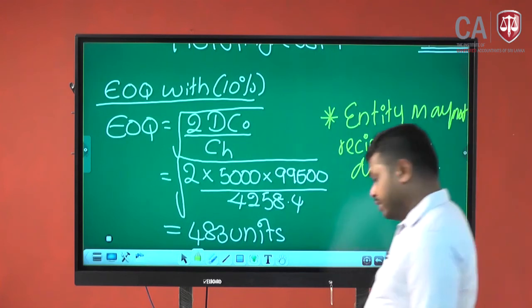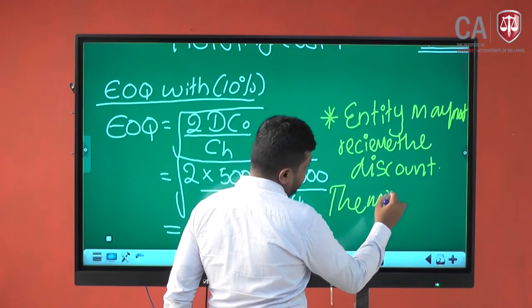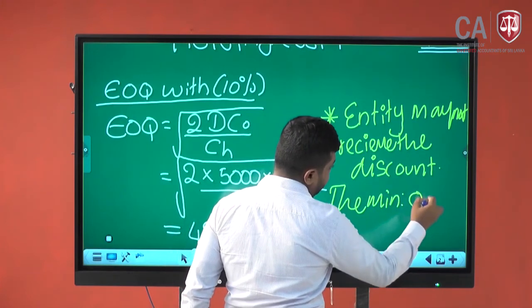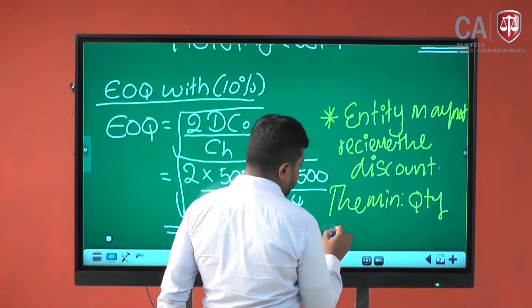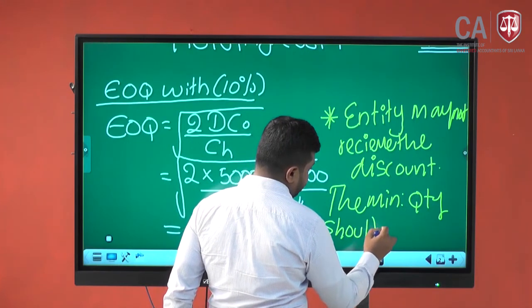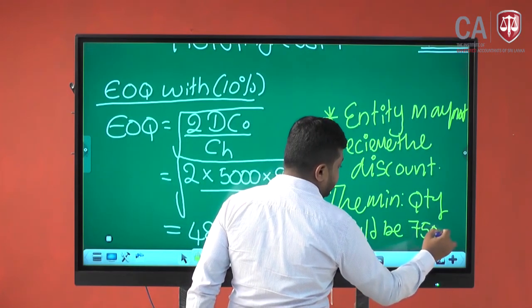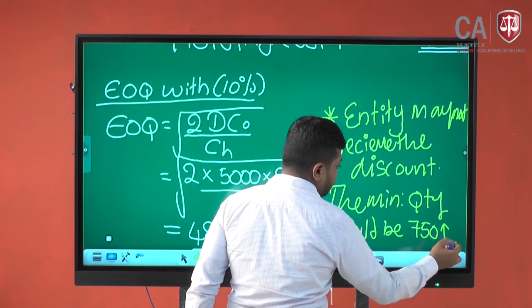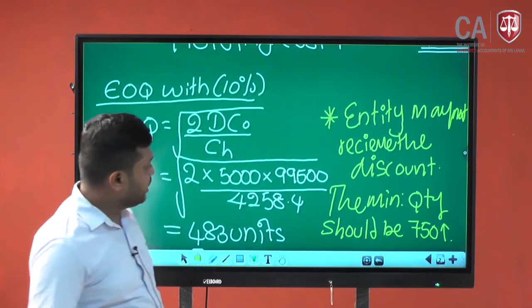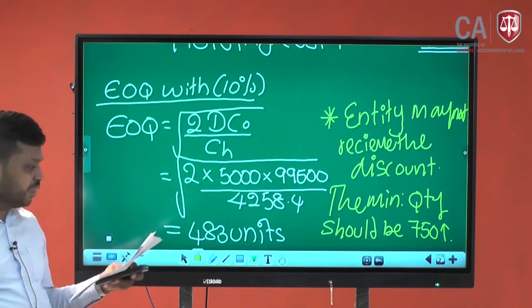Why? The minimum quantity should be more than 750. Should be more than 750, but here it is only 483. Therefore, we can't go with that.